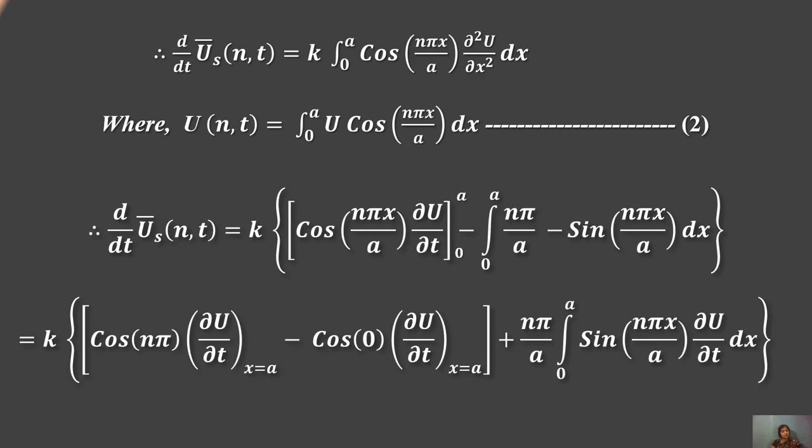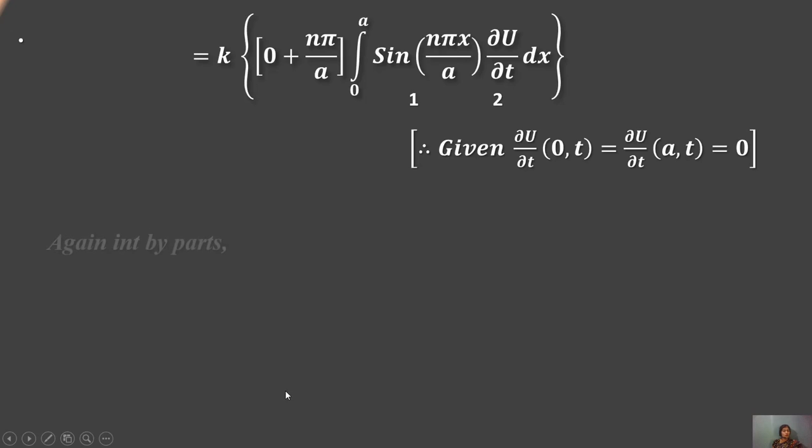Then the derivative of this formula, u(x,t), equals k, a constant, and we consider the derivative of this form, cos(n pi x upon a). This derivative generates the form del u upon del t from 0 to a minus, same as the condition, n pi upon a minus sin(n pi x upon a) dx. Then k is a constant, cos(n pi). Put in the value of a, which is a constant. Only writing del u upon del t, minus cos 0 will be generated. The same value will be generated in this equation.